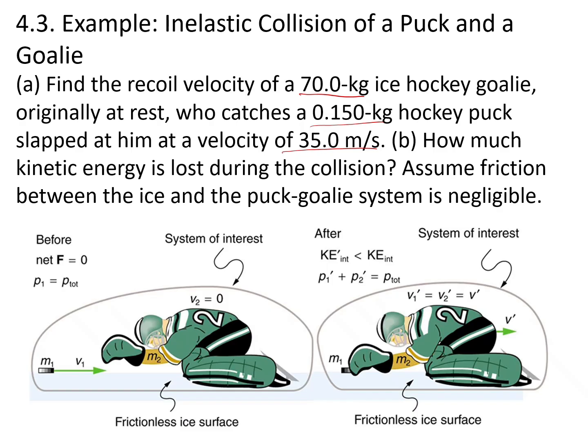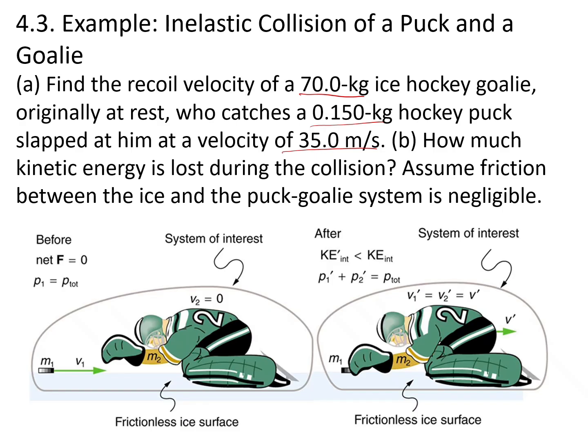We assume friction between the ice and the puck-goalie system is negligible. That means there is no significant external horizontal force during the short collision. So we can use conservation of momentum.